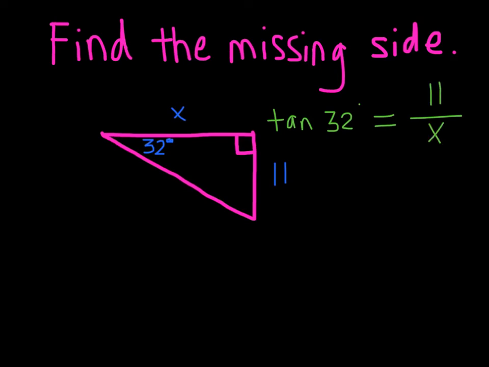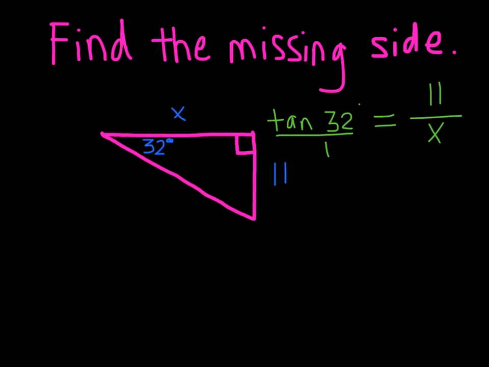Now if you look at this, you'll notice that the x is on the bottom this time. So we're not going to just multiply both sides by x. You could, and then divide at the end. But instead what we're going to do, another way of solving this, is to turn this into a proportion. And then we can simply do cross product. So we're going to take 1 times 11, and we're going to take the tangent of 32 times x.